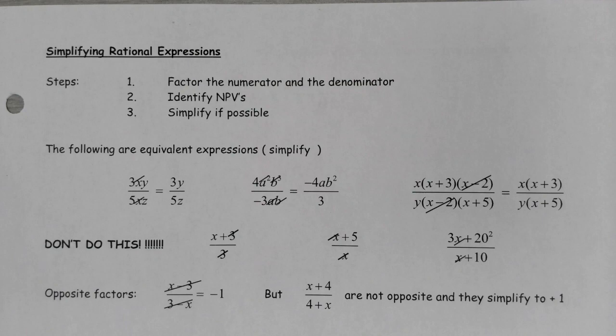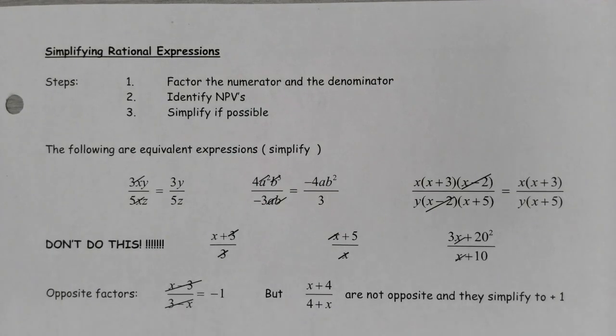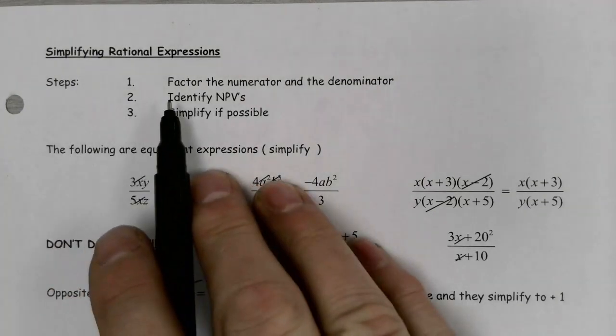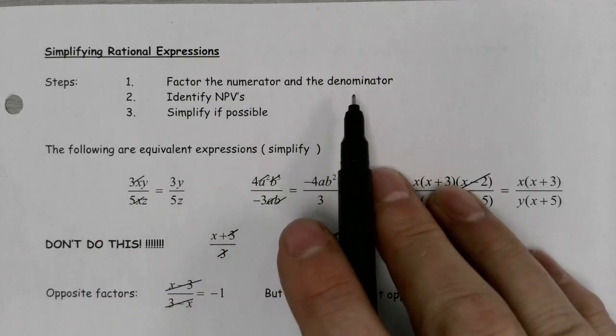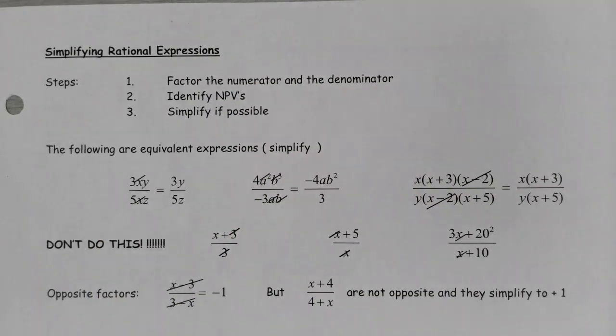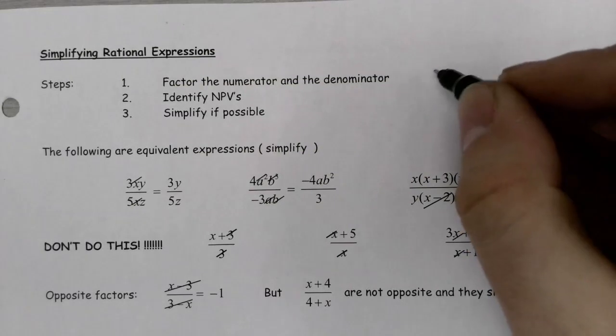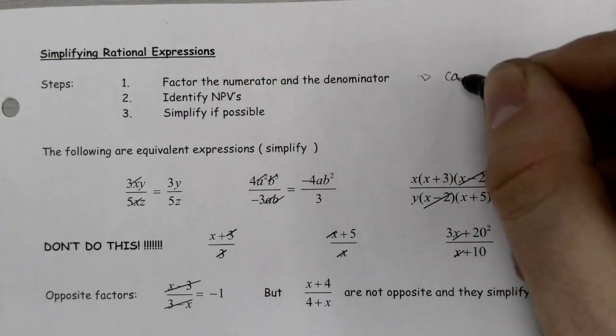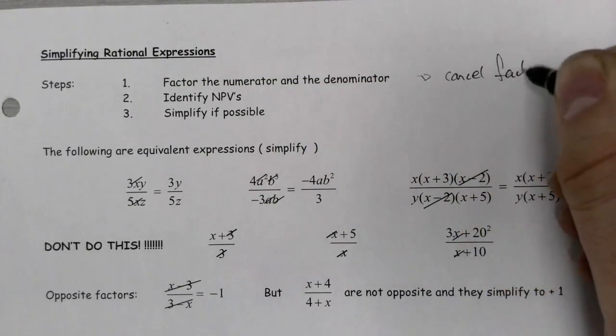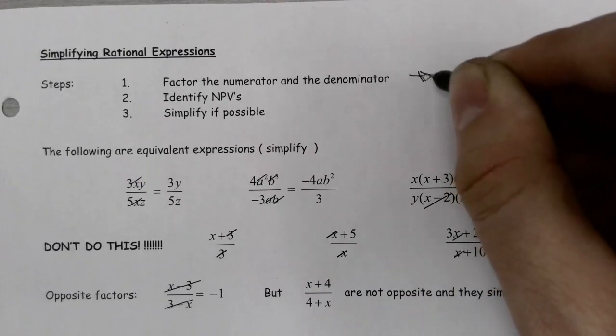Now let's take a look at simplifying rational expressions. What we're going to do to start off is factor the numerator and the denominator, because you're going to cancel factors. That's the whole goal here. We are going to cancel factors. That's how we do the simplifying.